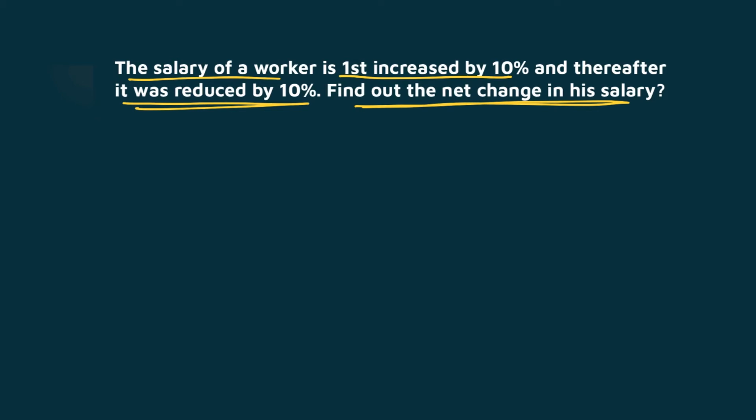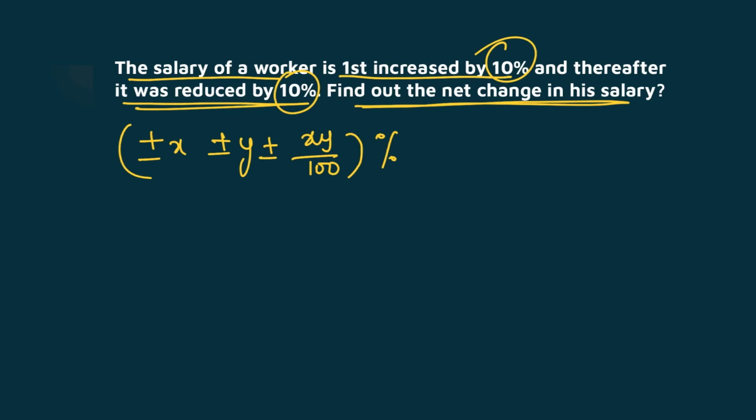I have already told you that in this type of question, whatever the format may be and whatever chapter you may be dealing with, if two percentages are given, here 10% and another 10%, to find the net change, we have to use the formula: plus or minus x, plus or minus y, plus or minus xy divided by 100. So here x represents 10% and y also represents 10%.